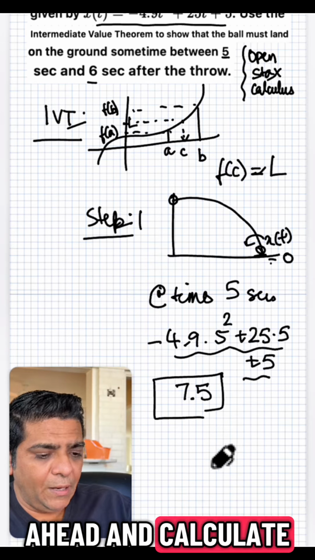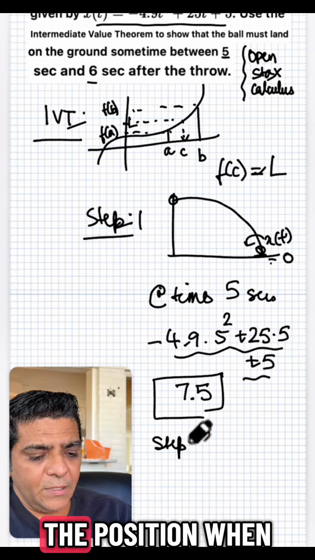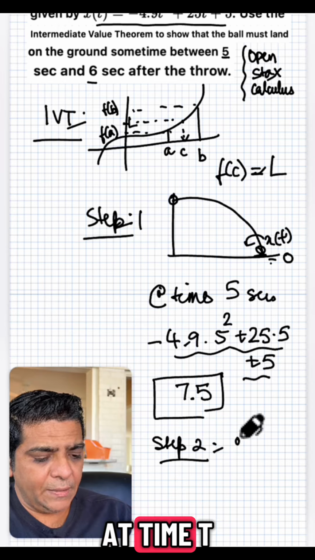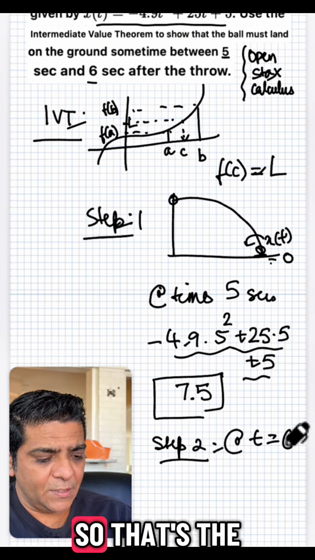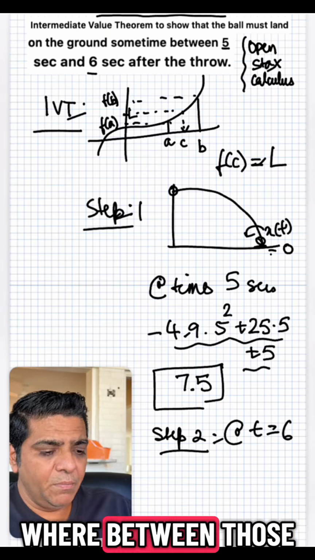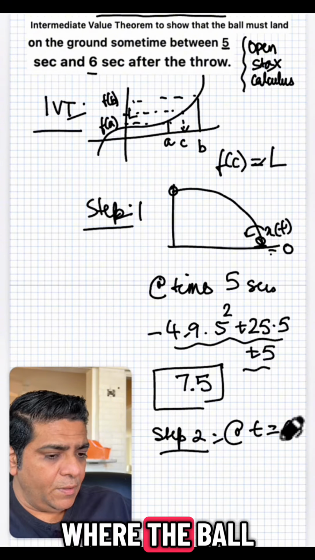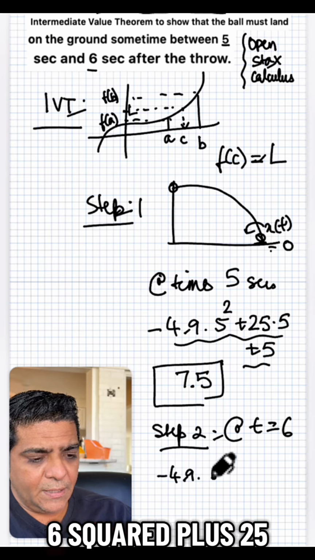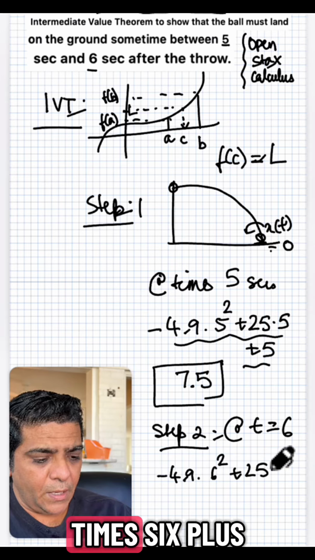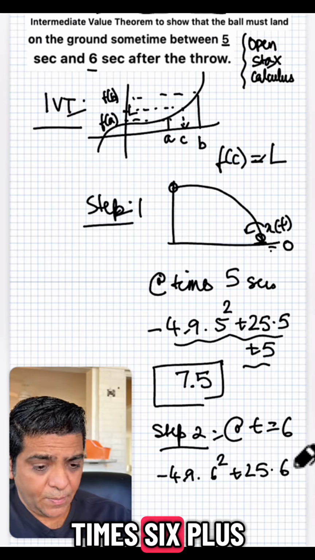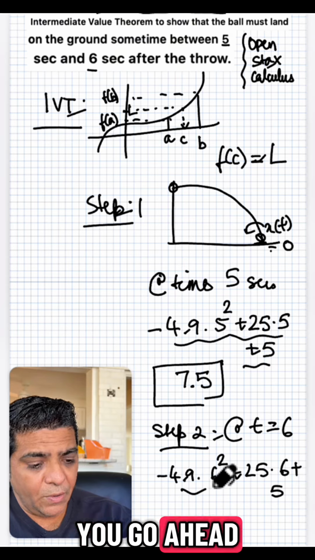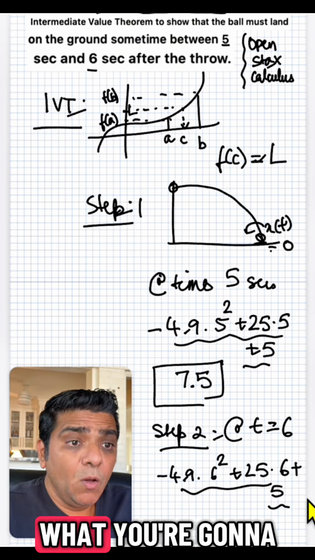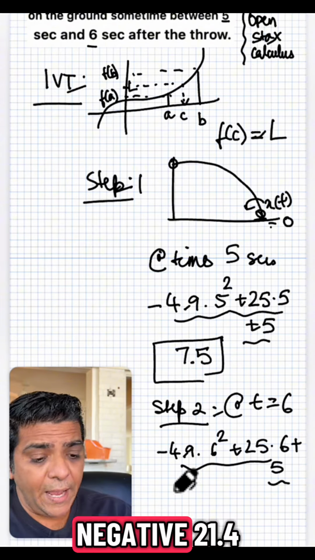Now let's go ahead and calculate step 2. What is the position at time t equals 6 seconds? That's the next time point we have to check, to show that the ball hits the ground between those time points. So let's calculate that: negative 4.9 times 6 squared plus 25 times 6 plus 5. When you calculate that at time 6 seconds, what you're going to get is basically negative 21.4.